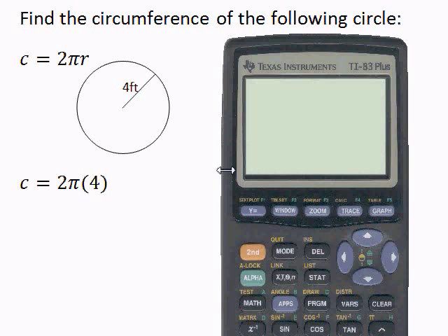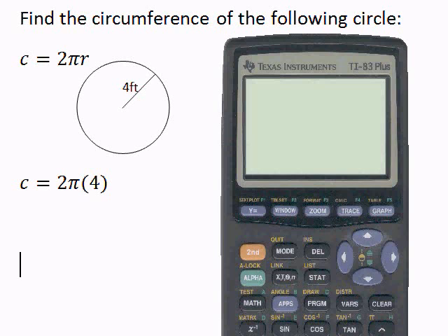So I've given us an example here. Find the circumference of the following circle. The circumference, I went ahead and wrote you the formula, is equal to 2 pi r. So I wrote it again, c equals 2 pi, and this time I substituted 4 in for the radius, because you'll notice the radius of your circle is 4.